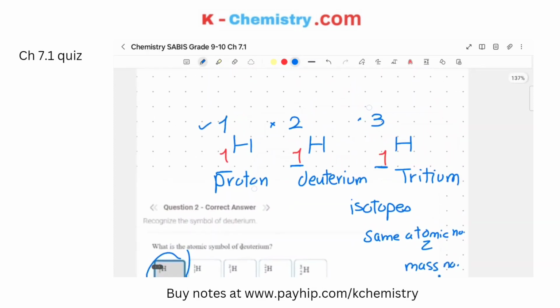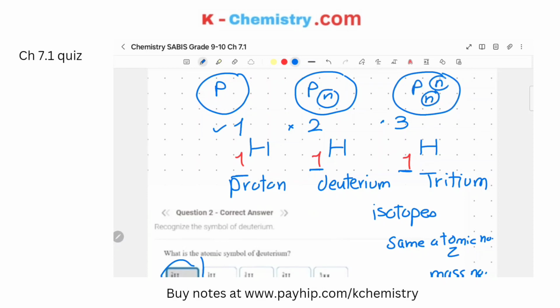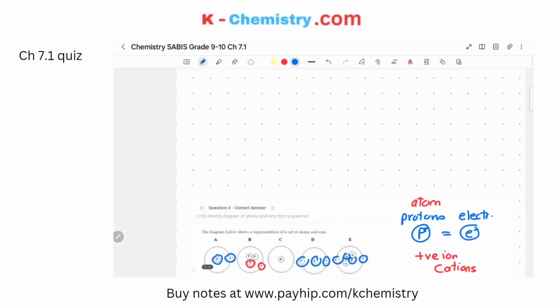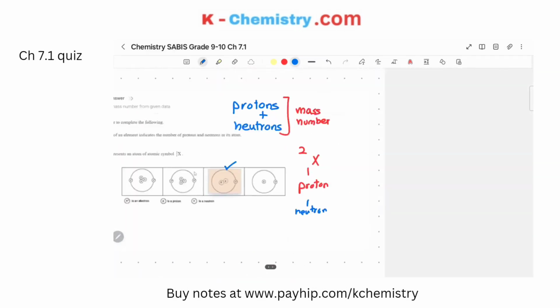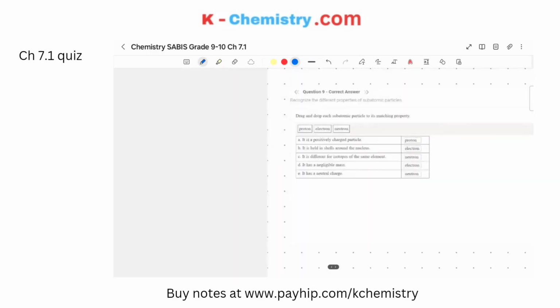If you want to draw these ones yourself, you'll draw it like that. This has 1 proton only and no neutrons. This has 1 proton and 1 neutron. This has 1 proton and 2 neutrons. That's why the total is 3. The total is 2. The total is 1. So take care. The mass number is the total number of particles in the nucleus. Later we'll know that they are also called nucleons in the next questions. So let's see question number 9.